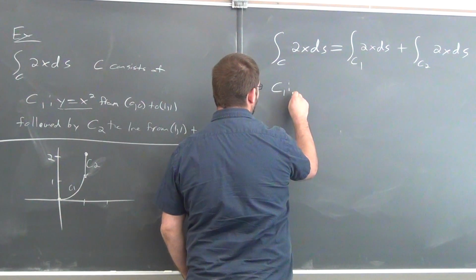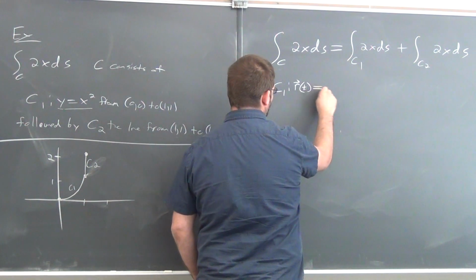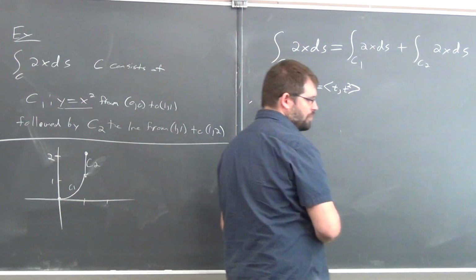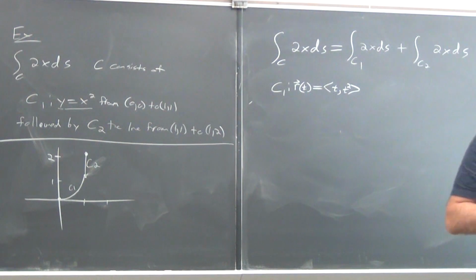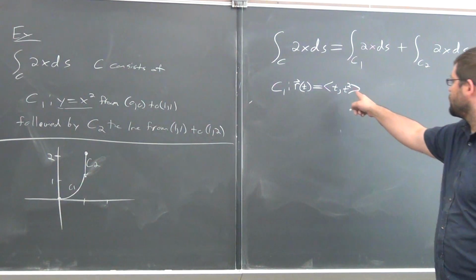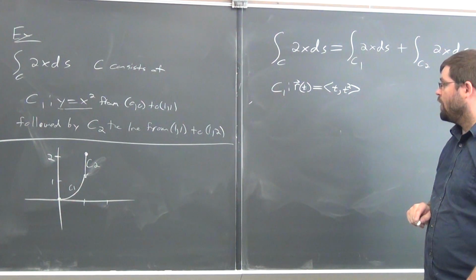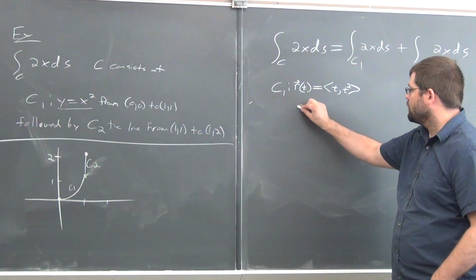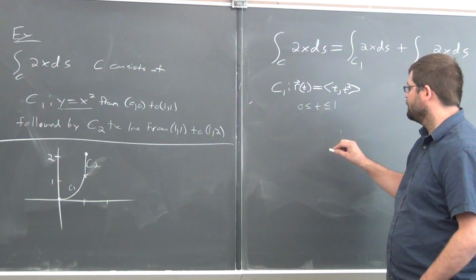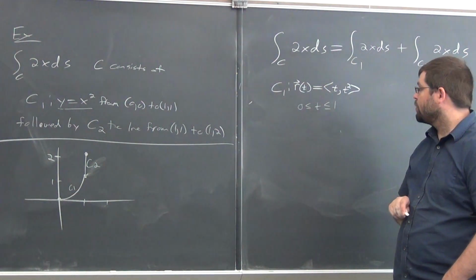So C1 can be obtained like this. You just let t be x every time, and then your f of x is your y. So it follows t and then t squared. And where do the t's go from in this one? 0 to 1. Is that okay? That'll bring you along that piece of the parabola from 0 to 1.